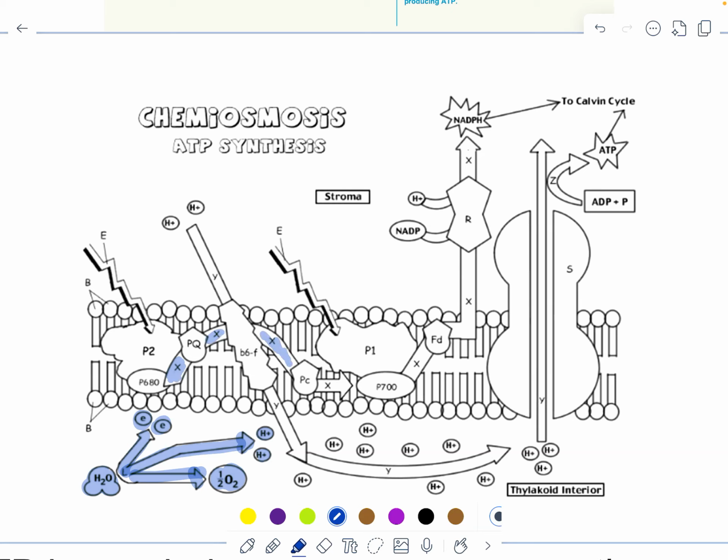It goes to PS1, and then PS1 energizes it. It goes up here, and eventually we give that electron to NADP plus a hydrogen ion, and we produce NADPH, and that goes to the Calvin cycle, okay? So that's where the electron goes.